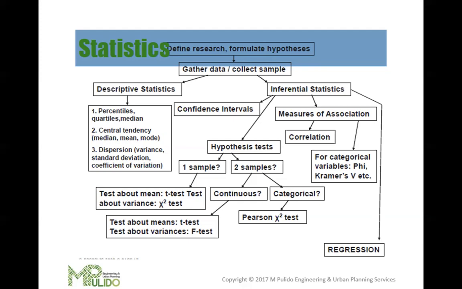This is a range of values within which the population parameter is expected to fall with a certain level of confidence, for example, 95%. So example, estimating the average height of a population with a 95% confidence interval, just as I mentioned earlier.